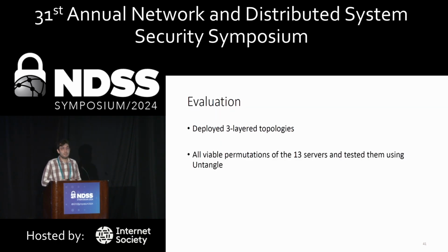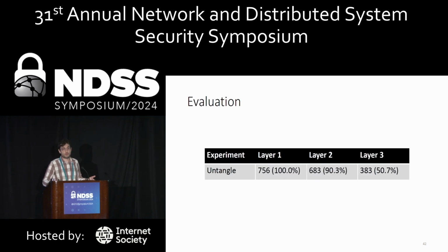In our evaluation, we did two different things. In the first step, we did an in-lab experiment. We deployed 3-layer topologies, and we tested Untangle on all the viable permutations of these 13 servers. This was the scientific one, so we know the ground truth here. These are the results. In total, we had 756 permutations, and Untangle was able to find 100% of the first layer, 90.3% of the second layer, and 50.7% of the third layer.